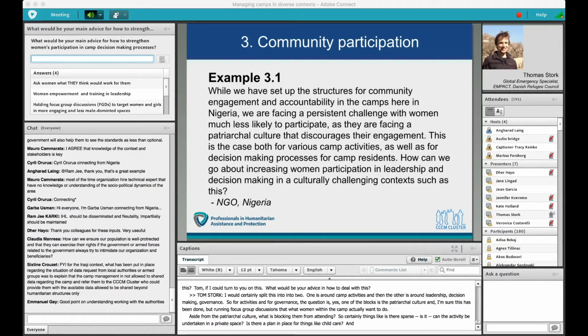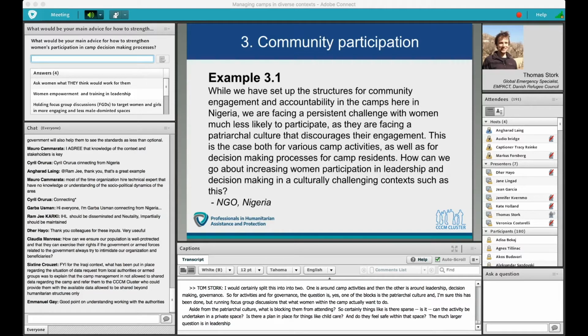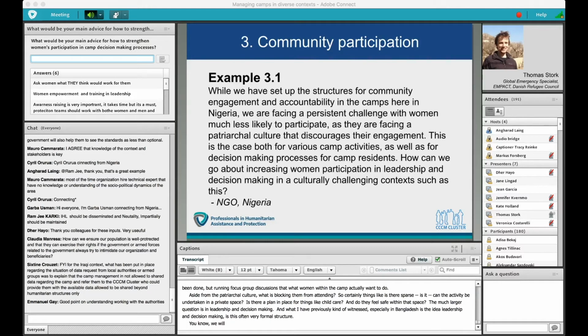The much larger question is in leadership and decision making, and what I have previously witnessed, especially in Bangladesh, is that the idea of leadership and decision making is often a very formal structure. We will create a committee or committees, an imam committee, a male committee, a female, a youth committee. People will be voted in and will have these very official roles.